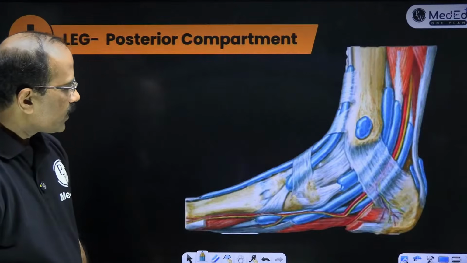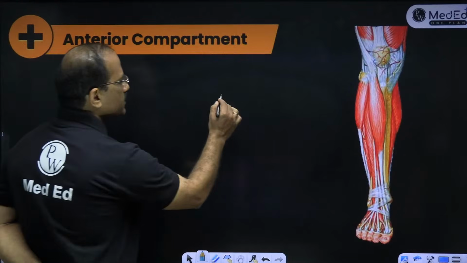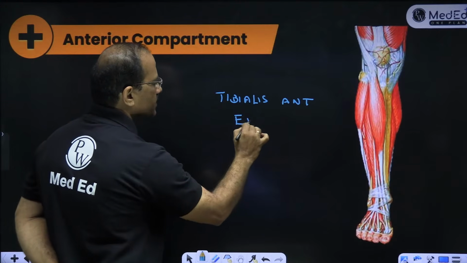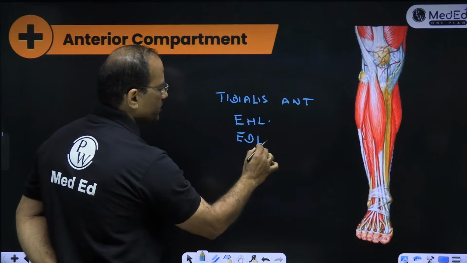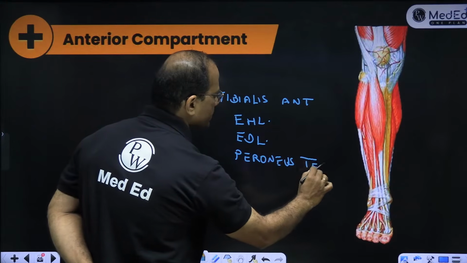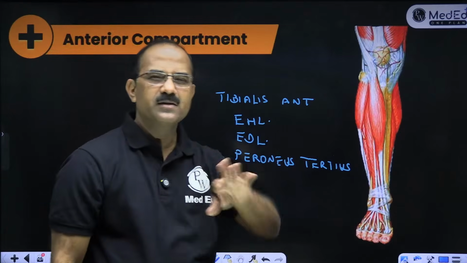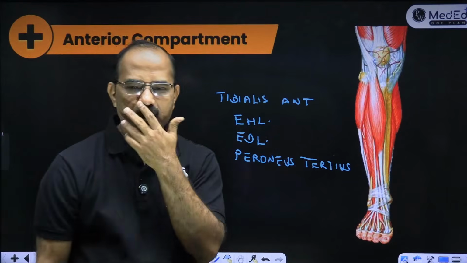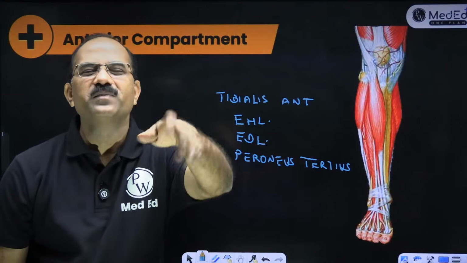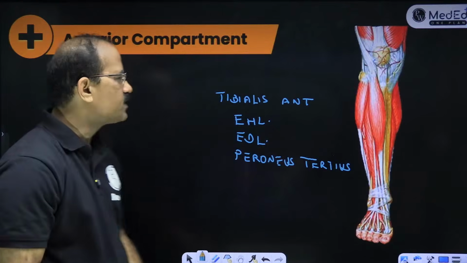Okay, fine. Now coming to the anterior compartment. Which are the muscles of the anterior compartment of the leg? One is tibialis anterior. Just as there is tibialis posterior, there is tibialis anterior. The others are extensor hallucis longus, extensor digitorum longus, and peroneus tertius. Just remember this. Yes Richa, very good. Tibialis anterior, extensor hallucis longus goes to the great toe, extensor digitorum longus goes to the digits, and one muscle is peroneus tertius. What is this? Anterior compartment.